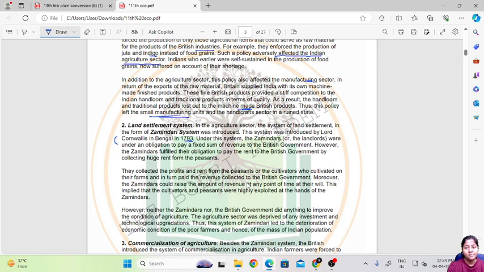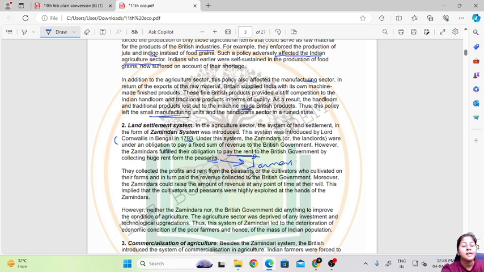Under this system, the zamindars, or we can say the landlords, were under the obligation to pay a fixed sum of revenue to the British. The zamindars used to pay a fixed sum of revenue, some sort of taxes, to the British government. However, the zamindars fulfilled their obligation by collecting a huge rent from the peasants. In order to fulfill the Britishers' demand, they used to collect a huge rent from the farmers, from the poor people.